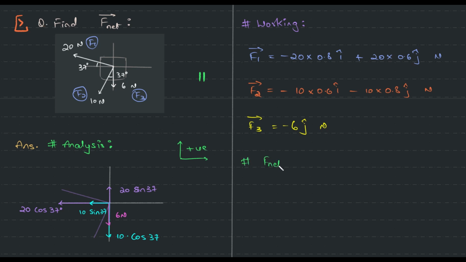And now F net, which is the sum of all the forces acting on the object, is given by minus 16 I cap plus 12 j cap, minus 6 I cap minus 8 j cap, and minus 6 j cap. The I components add to minus 22 I cap, and the j components give minus 2 j cap. So this is in the third quadrant.